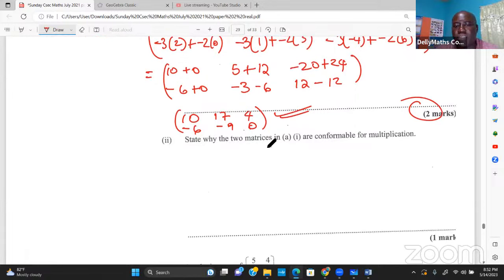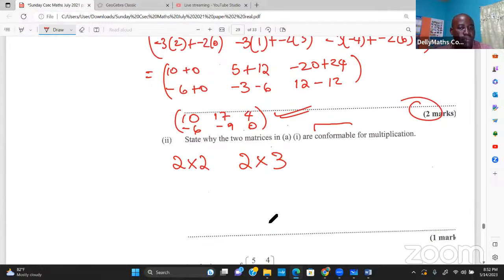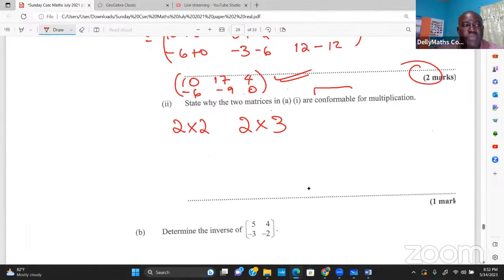State why the two matrices are conformable by multiplication. There are 2 ways you can do this. Use the order of the matrix to tell if they are conformable in the order in which they came. So we had a 2 by 2 matrix, and we want to multiply that by a 2 by 3 matrix. So you can use the order of the matrix to tell if they are conformable. Why they could work was because, 1, these inner numbers are the same.